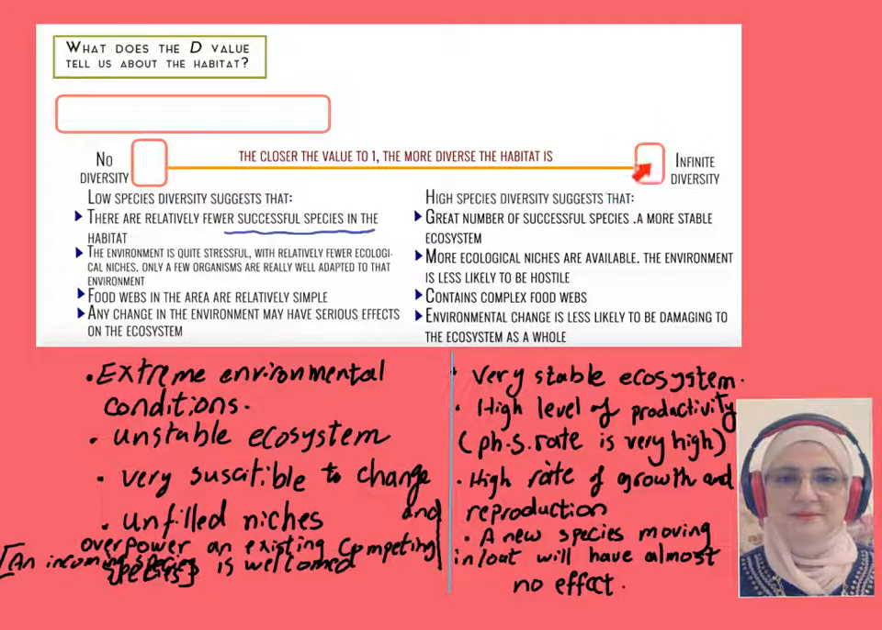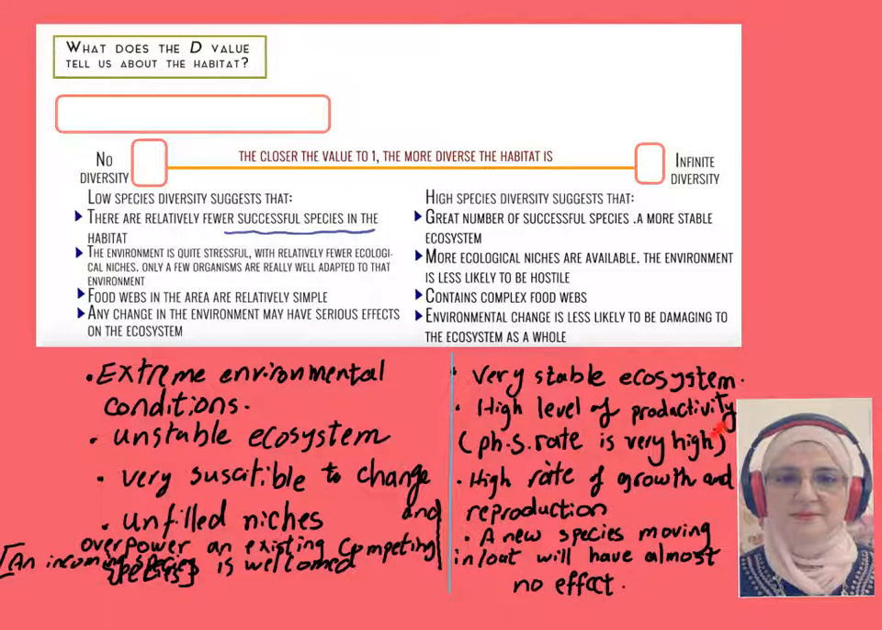While if you have a very high value of diversity, this means that you have very high species diversity, and this means that you have a great number of successful species, meaning a more stable ecosystem, more ecological niches available, the environment is less likely to be hostile, contains complex food webs, and environmental change is less likely to be damaging to the ecosystem as a whole.